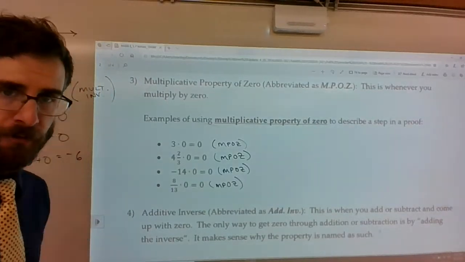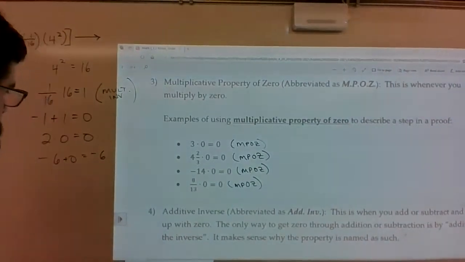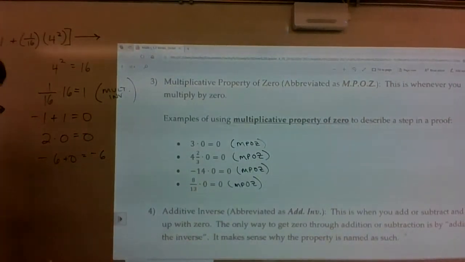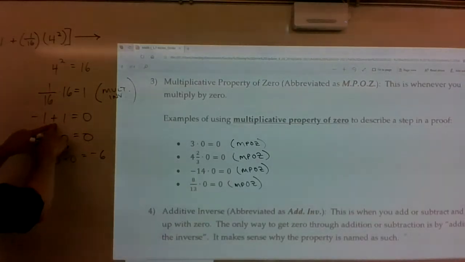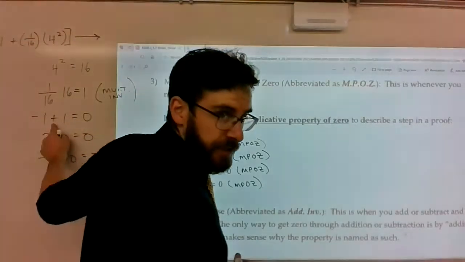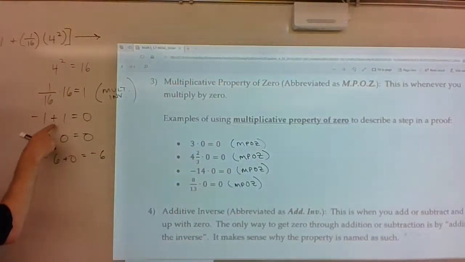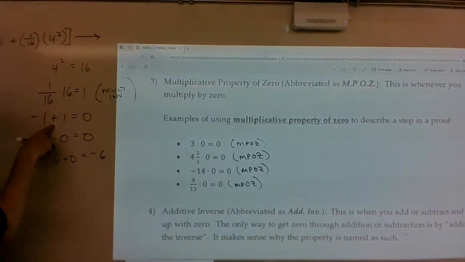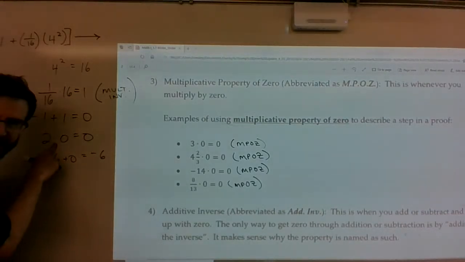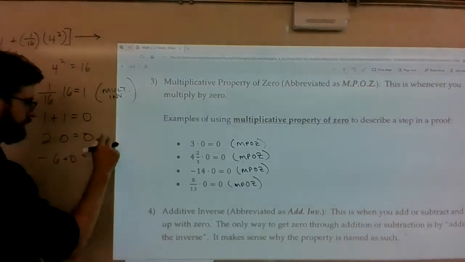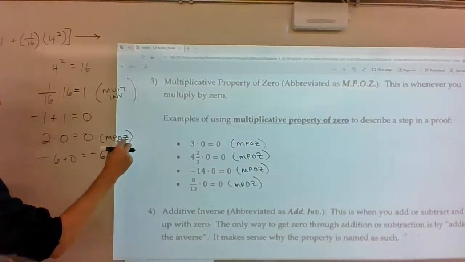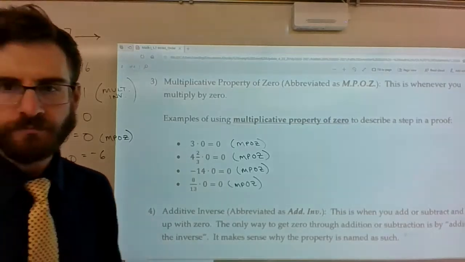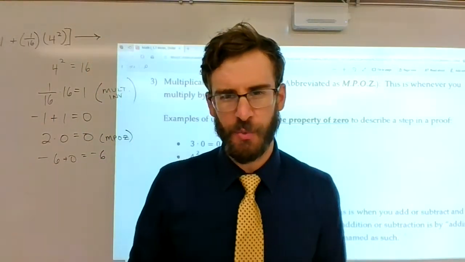So let's go to our proof over here. This would not be the multiplicative property of 0 because I didn't multiply. I took -1 plus 1. Can you guys see that? Yes, you can. I didn't multiply to get 0, so it's not the multiplicative property of 0. This one definitely is. All right, I think that one's probably the easiest one to remember.